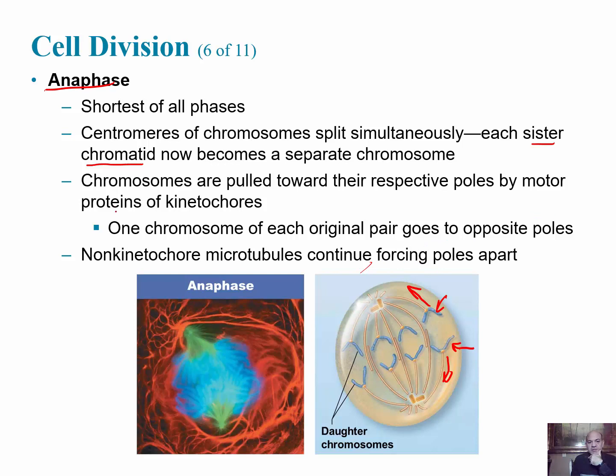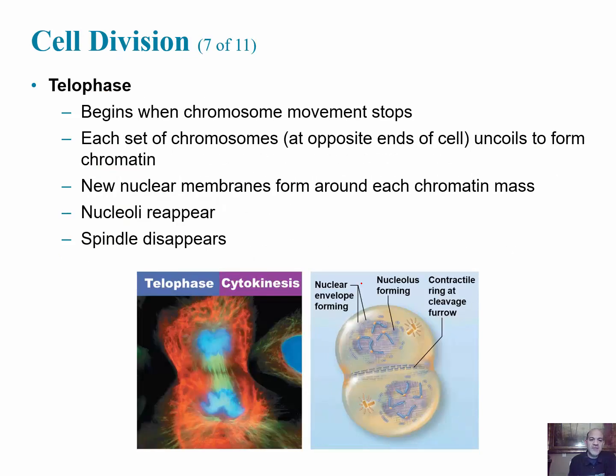There are going to be some motor proteins on the kinetochore that help drag these chromosomes along those microtubules. Again, the non-kinetochore microtubules are going to continue to push either pole outward to stretch the cell outward. And then the next phase here is telophase, and during telophase, your chromosomes stop. They've reached their poles on each side of that cell, and the chromosomes are going to start to decondense or uncoil, and so chromatin is going to reform again.